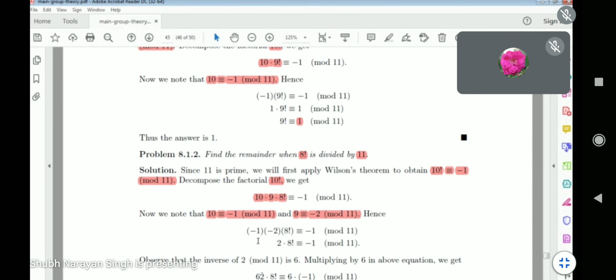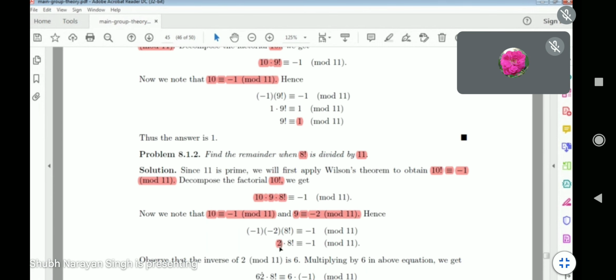But this is not our goal, because our goal is to find the remainder when 8 factorial is divided by 11. Anyhow, we are going to remove this term 2 from the left side. That's why I multiply this equation by the inverse of 2 modulo 11. You know what is the inverse of 2 modulo 11? 6.